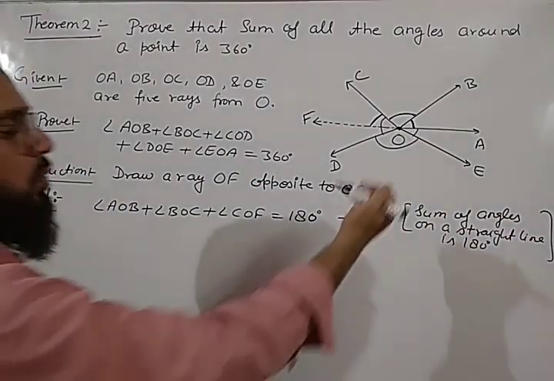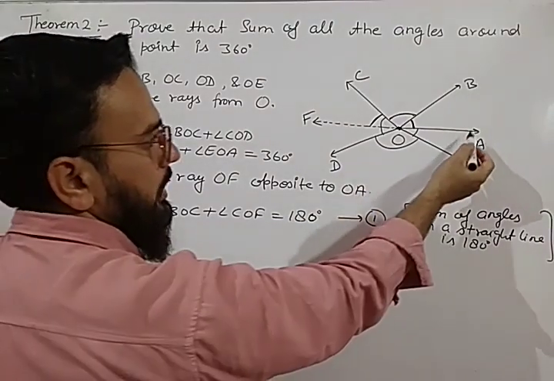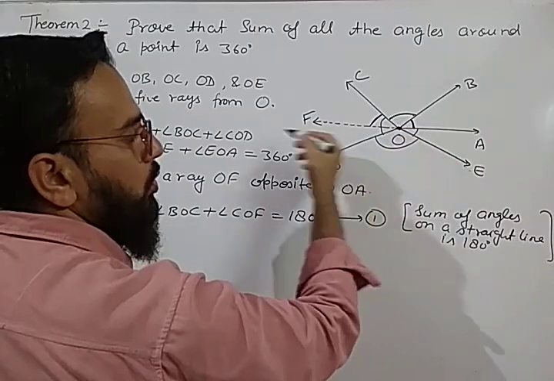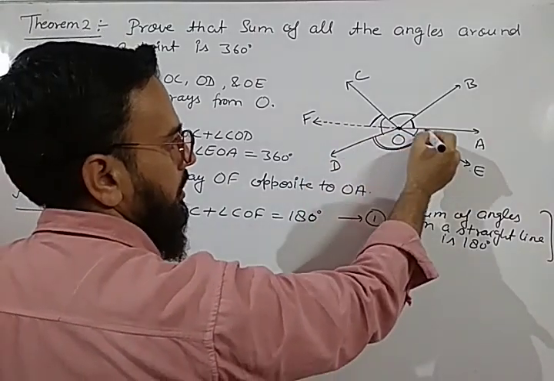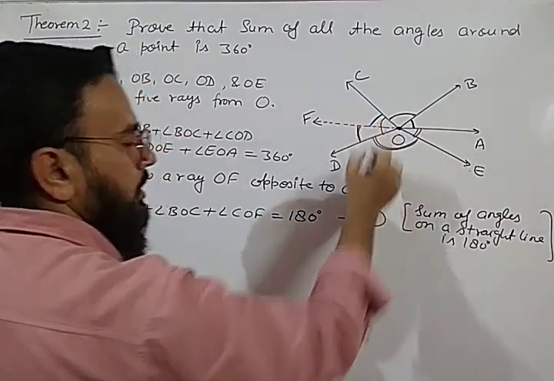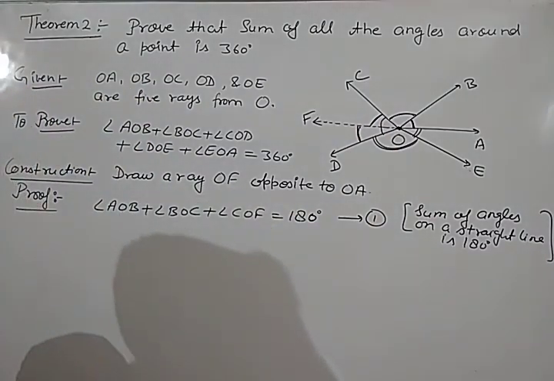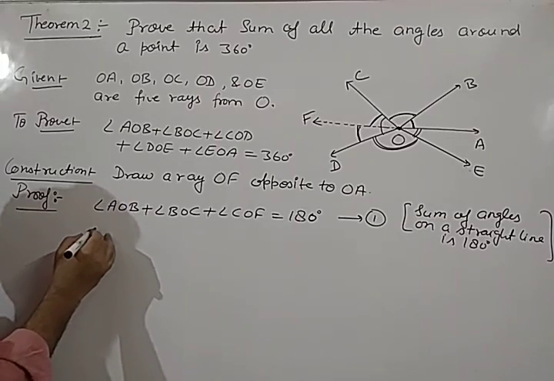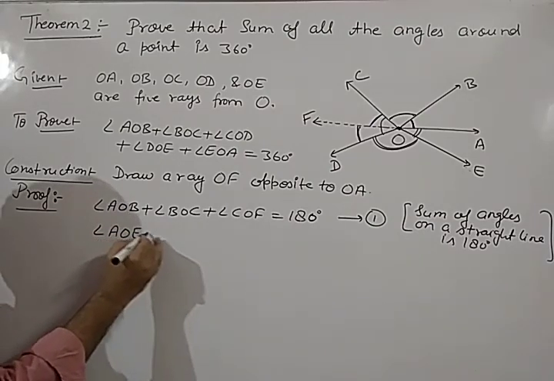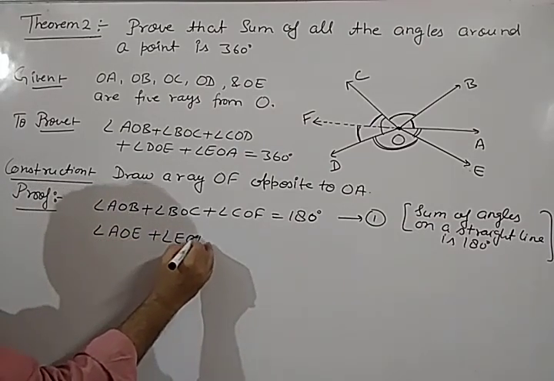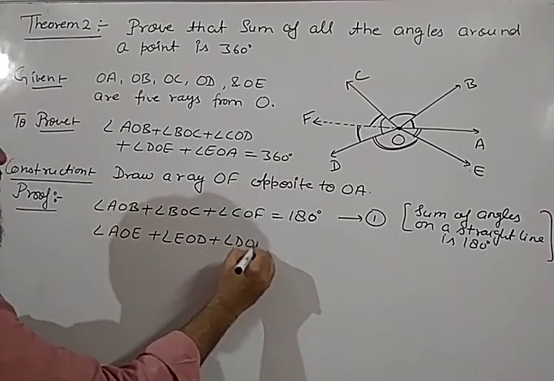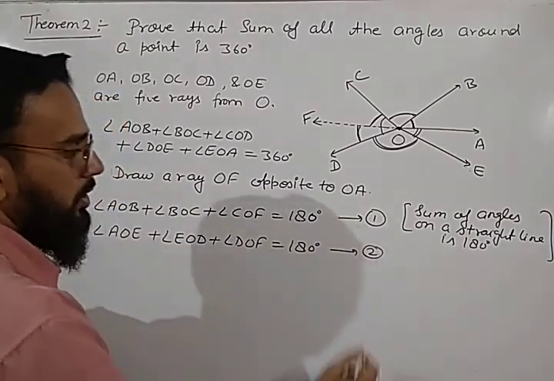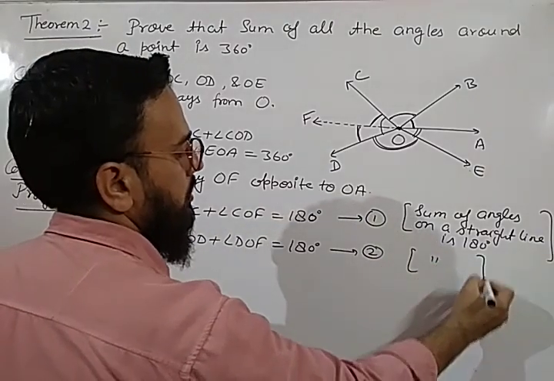Similarly, if we move in the downward direction, then angle AOE, EOD and DOF, the sum of these 3 angles will also be how much? It will also be 180 degrees. So we can write angle AOE plus angle EOD plus angle DOF is also 180 degrees. This is our equation number 2, and the same reason applies to it as well.